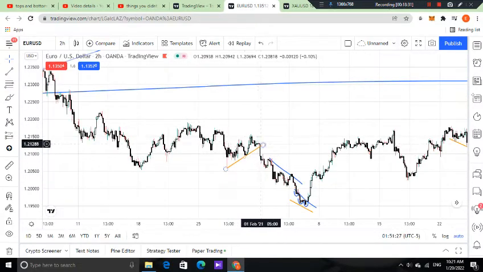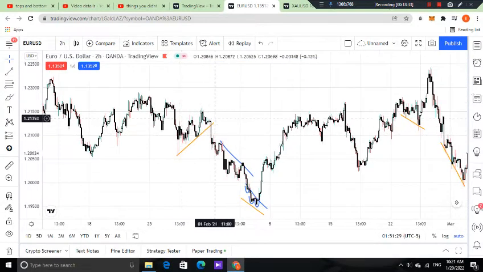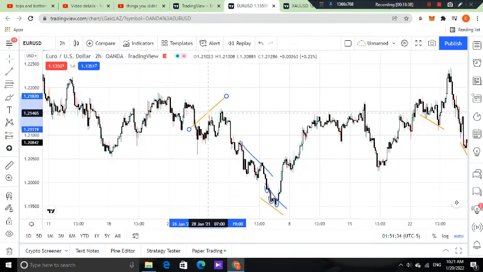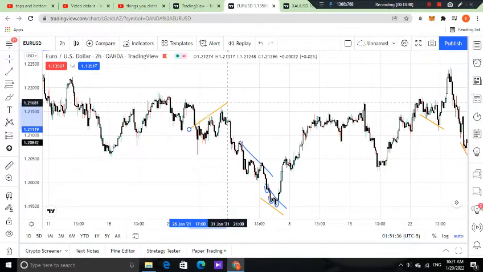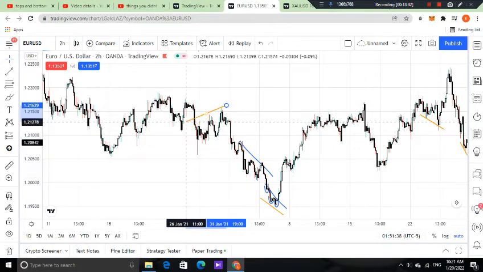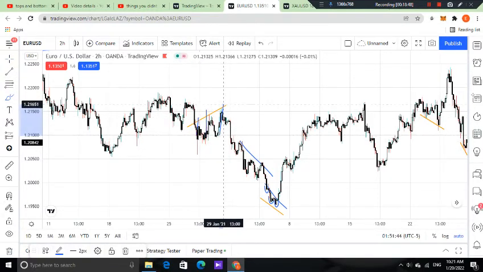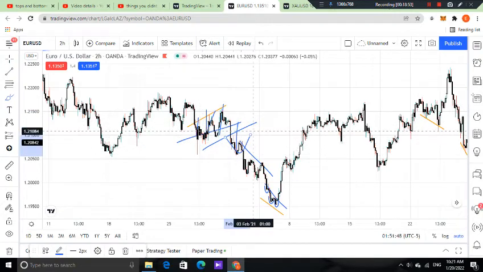This as a wedge, 3 pushes down, or maybe 3 pushes up, sorry, it's a wedge top. Okay, we have 3 pushes up, and then a breakout below this line.